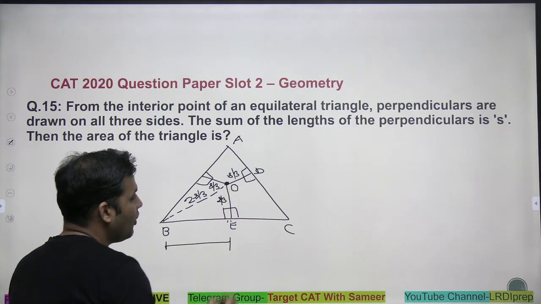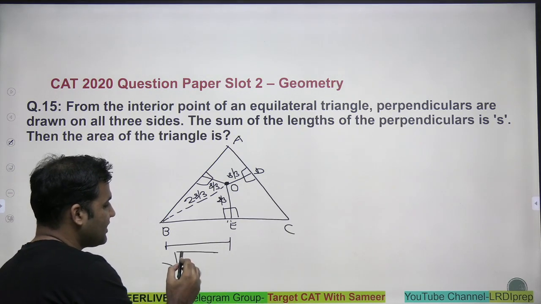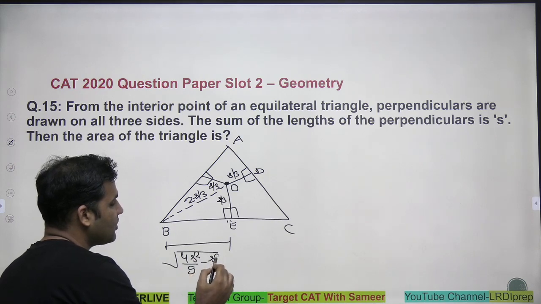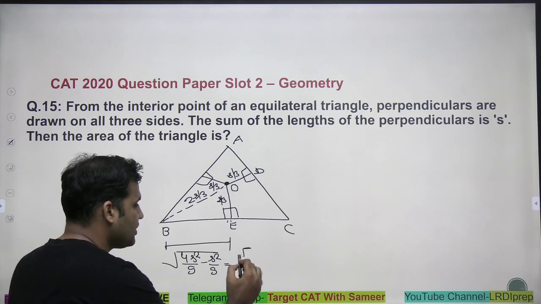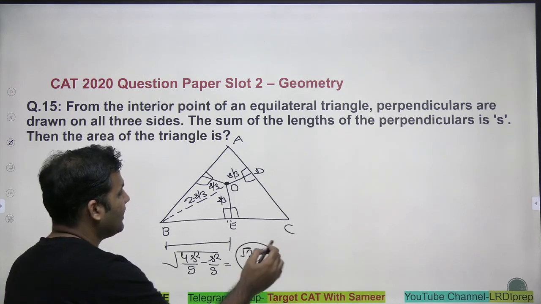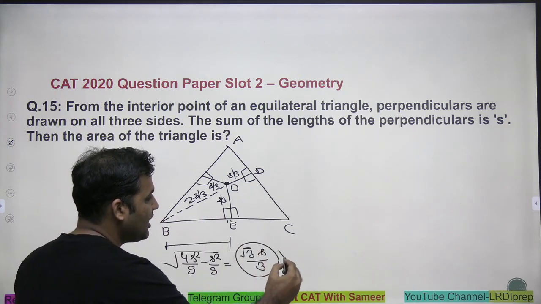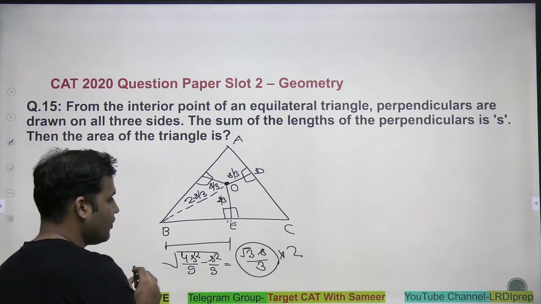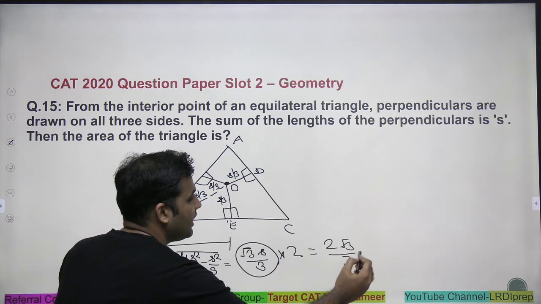Then the length of BE will be, using the Pythagoras theorem, 4S square upon 9 minus S square upon 9, and this will be equal to root 3 S upon 3. That's the length BE. So the length BC will be double of it. So that's the length of BC, that is 2 root 3 upon 3 into S.